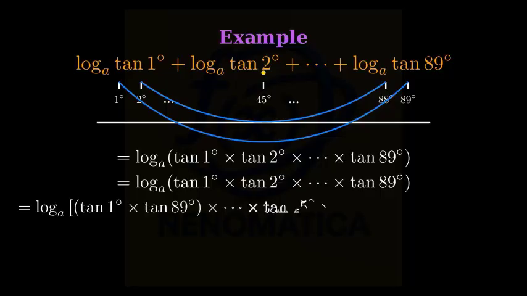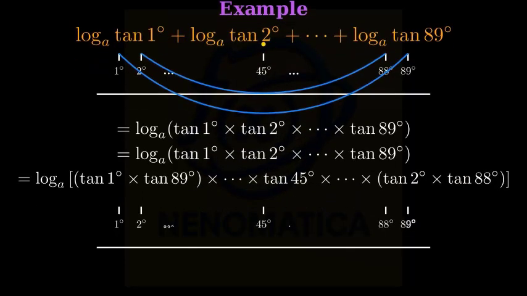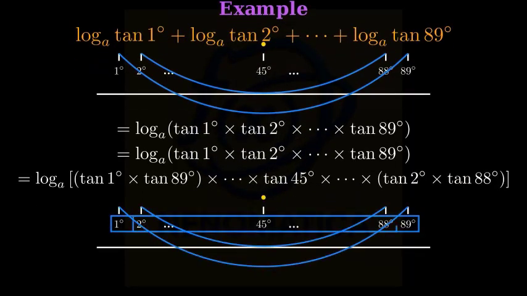Step 4 uses the complementary identity. Tangent of theta equals cotangent of 90 degrees minus theta.